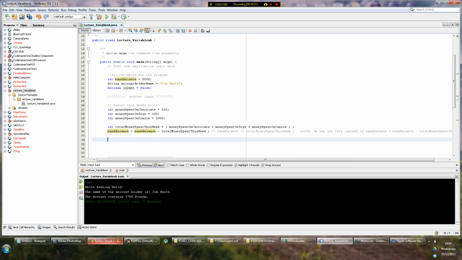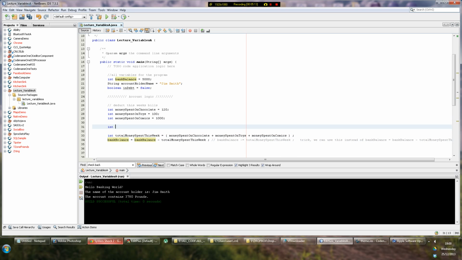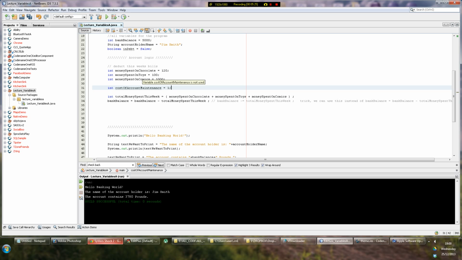And similarly, if it cost us just £1, or one dollar or anything. Let's say one of the bills is the cost of account maintenance. So it's an online bank. It charges him one whatever every month. So in that case, let's say you want to deduct that from your bank balance. You would traditionally, in the normal way I just mentioned, write bank balance equals bank balance minus 1.